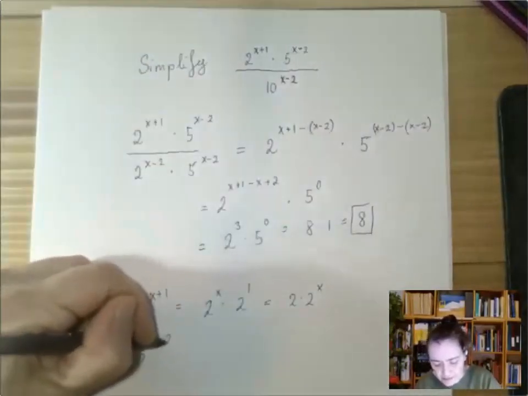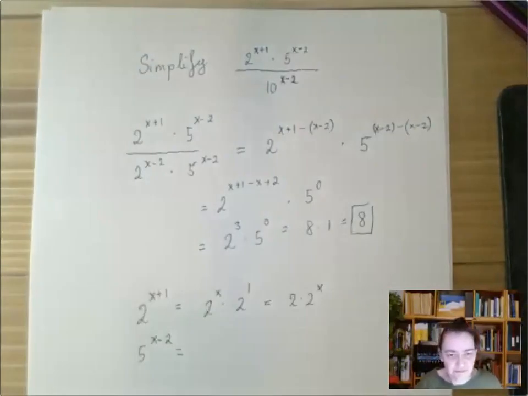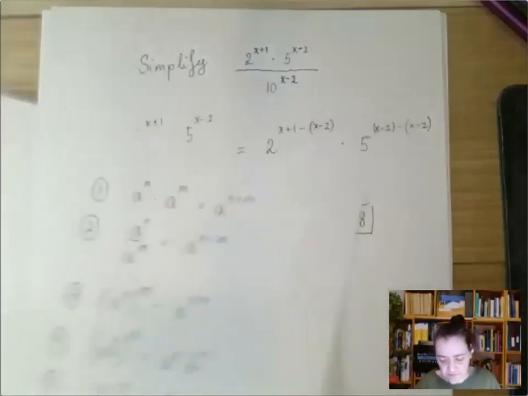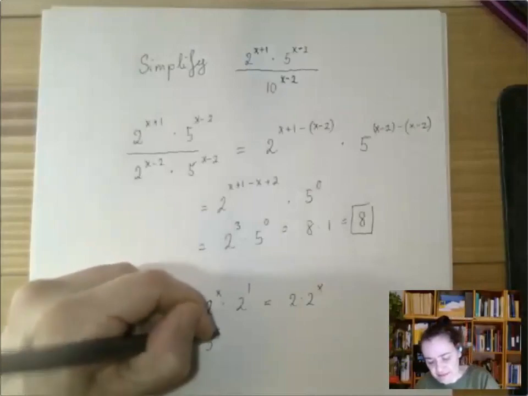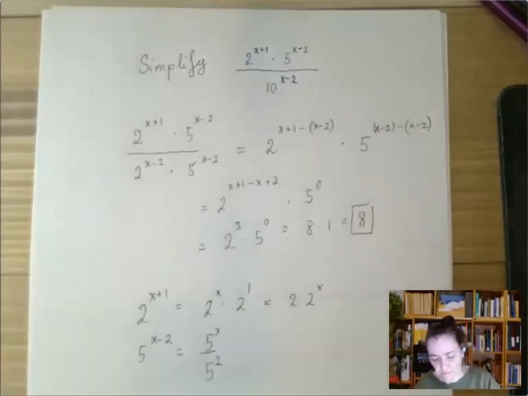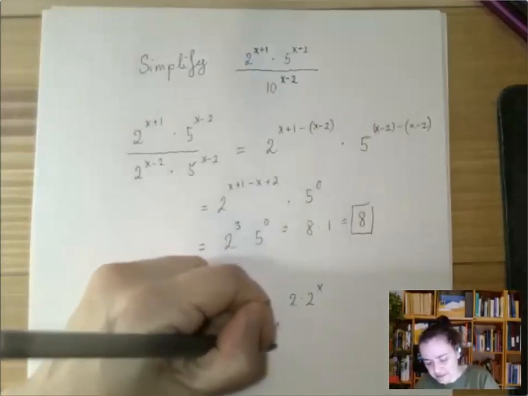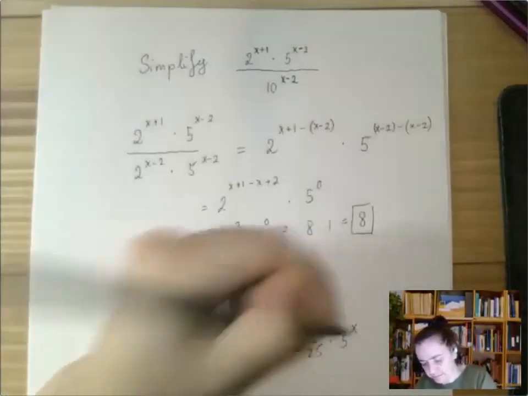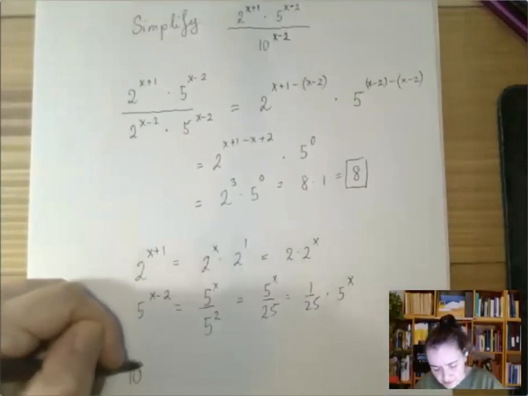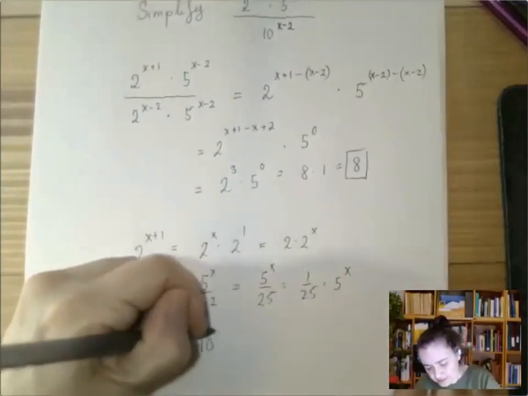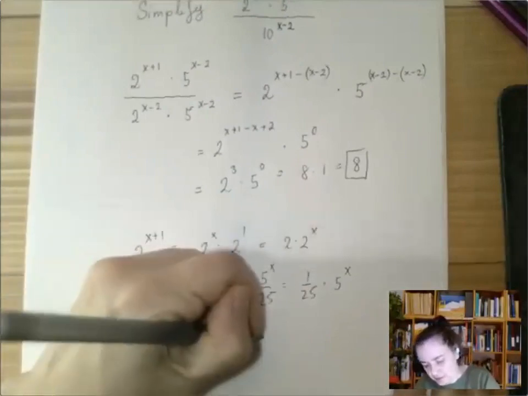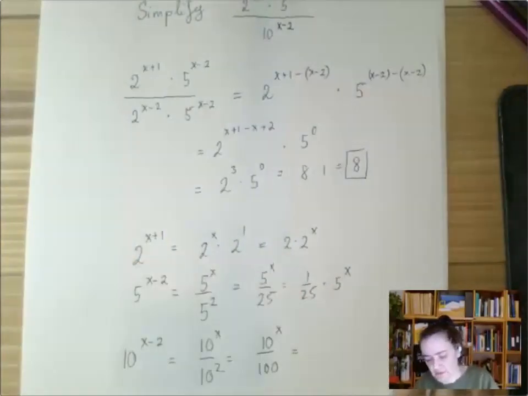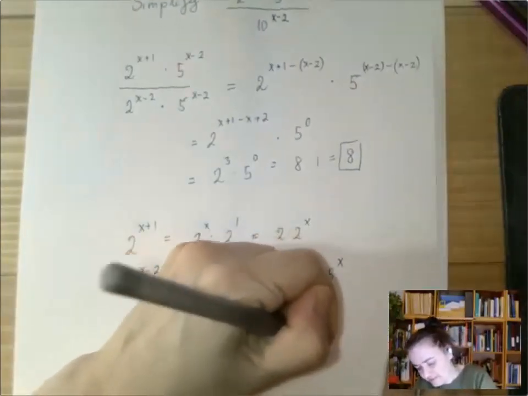Similarly, 5 to the x minus 2. Now we're going to use rule number 2. Rule number 2 says subtraction in the exponent means division. So we're going to say 5 to the x divided by 5 to the 2. And that's 5 to the x over 25, or 1 over 25 times 5 to the x. And then 10 to the x minus 2 is 10 to the x divided by 10 to the 2, or 10 to the x over 100, or 1 over 100 times 10 to the x.